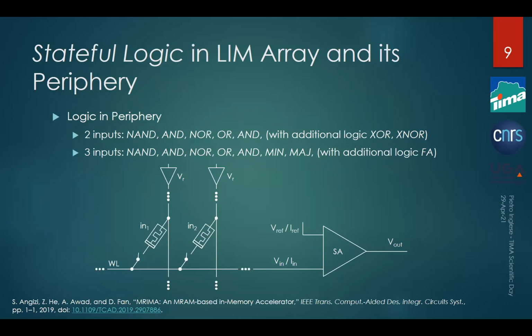As you can see here, there are 2 inputs, but there can also be 3 inputs. And the operations that are possible are NAND, AND, NOR, OR, and then XOR and AND. And this can be done both with 2 and 3 inputs. And then adding additional logic, we can have the XOR and the XNOR for 2 inputs and the full adder for 2 inputs. Also for 3 inputs, we have the minority and the majority operators.